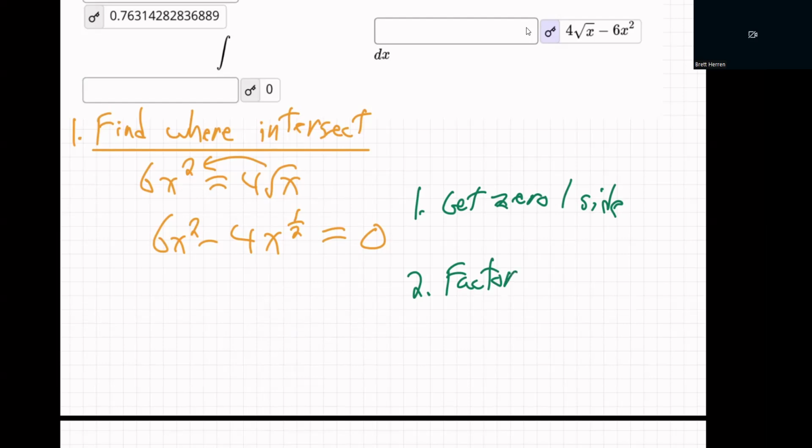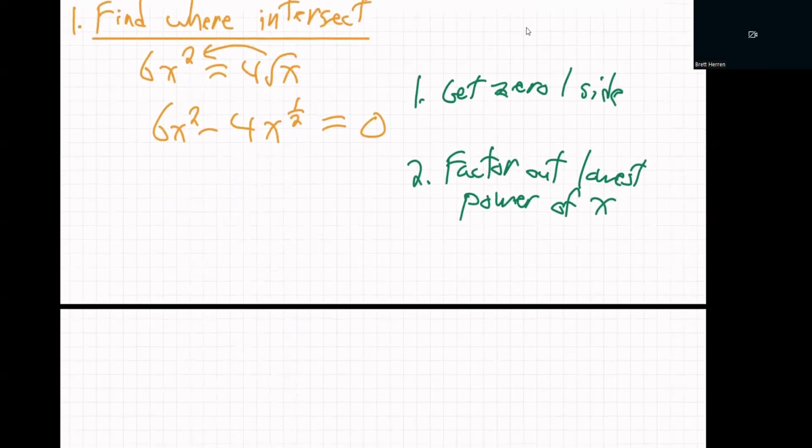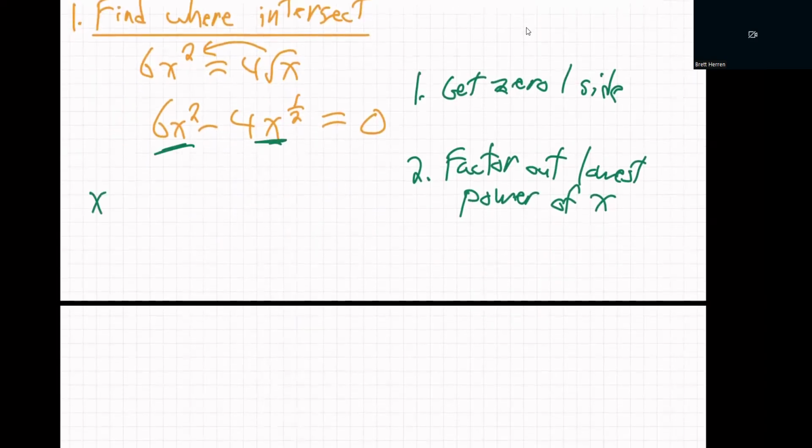Step two, factor out the lowest power of x. See, look at these guys. Who's the lower power? X to the half, right? That's lower than 2. So, well, what goes inside?